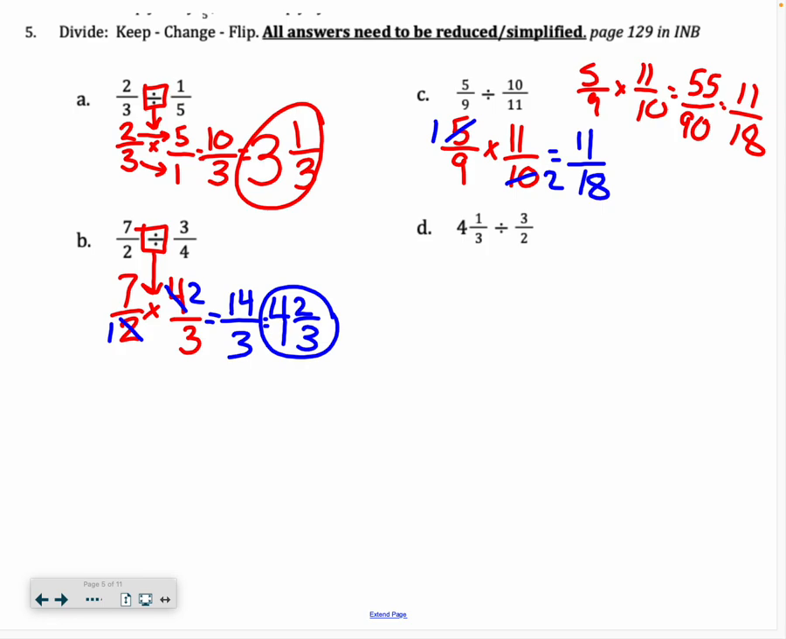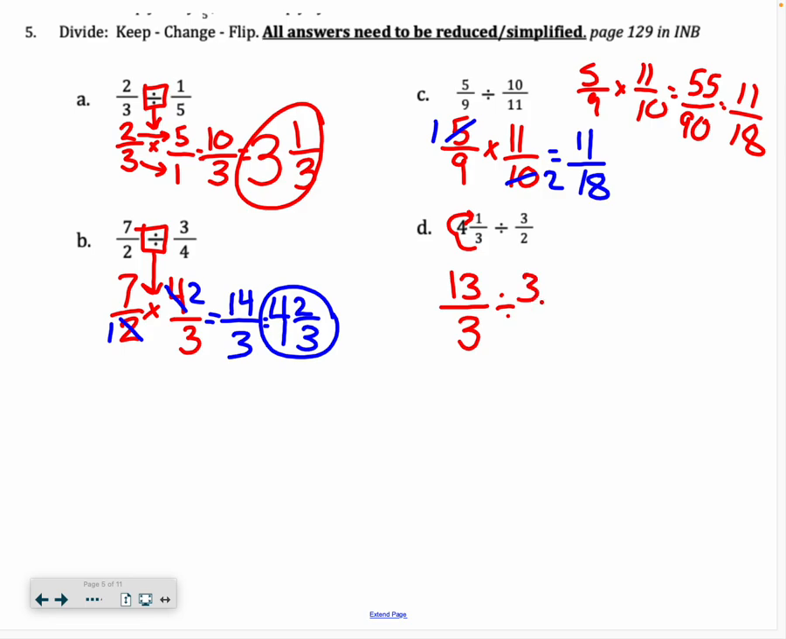4 1/3 divided by 3/2. So the one difference in this one is now we have a mixed number. So I'm going to convert 4 1/3 to an improper fraction, right? This times this plus this. Remember Miss Stamps' dance? This times this plus this. 3 times 4, 12, plus 1, 13/3.